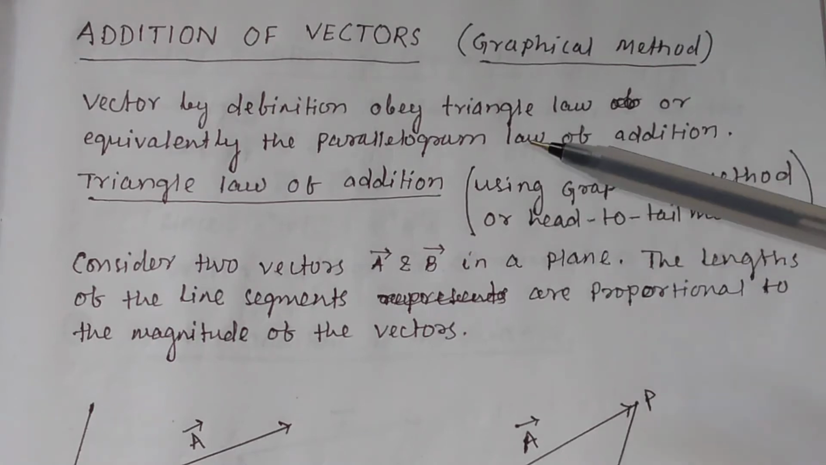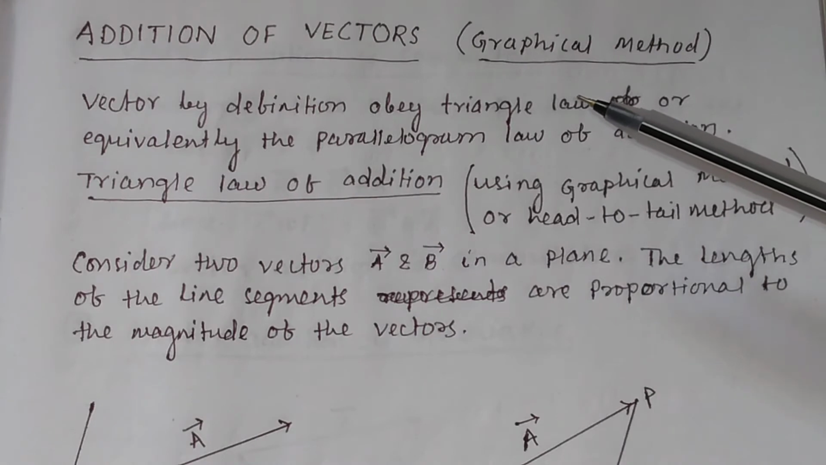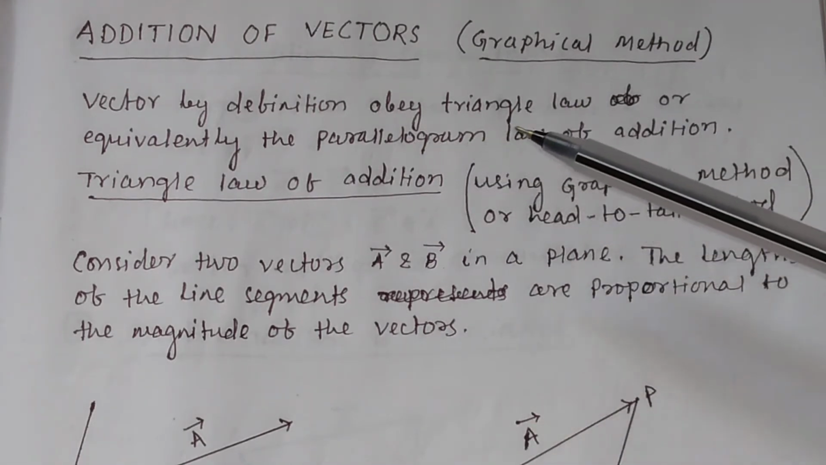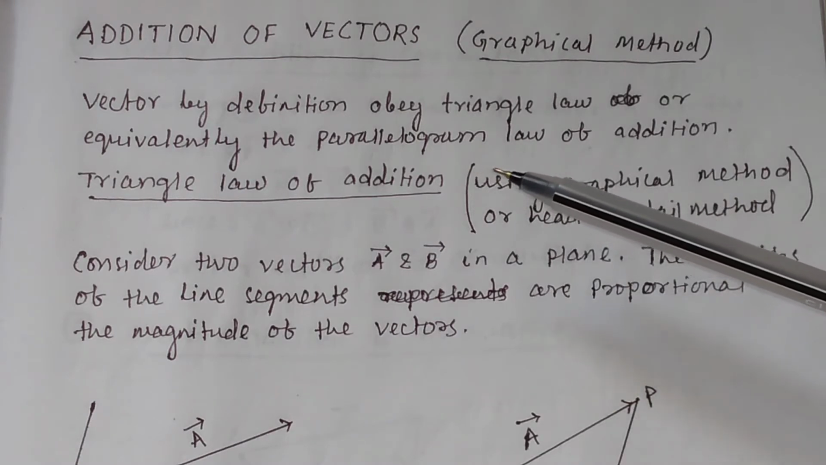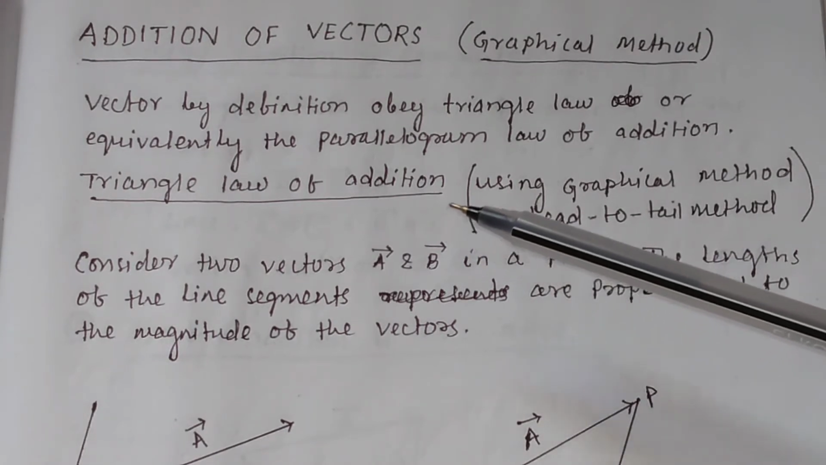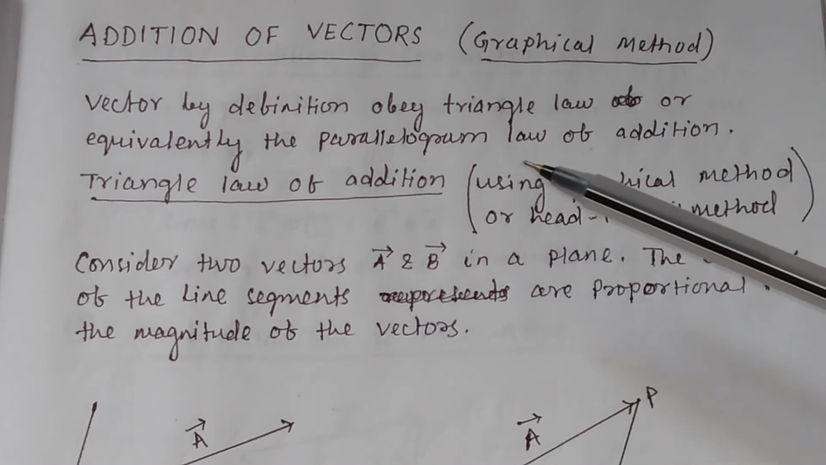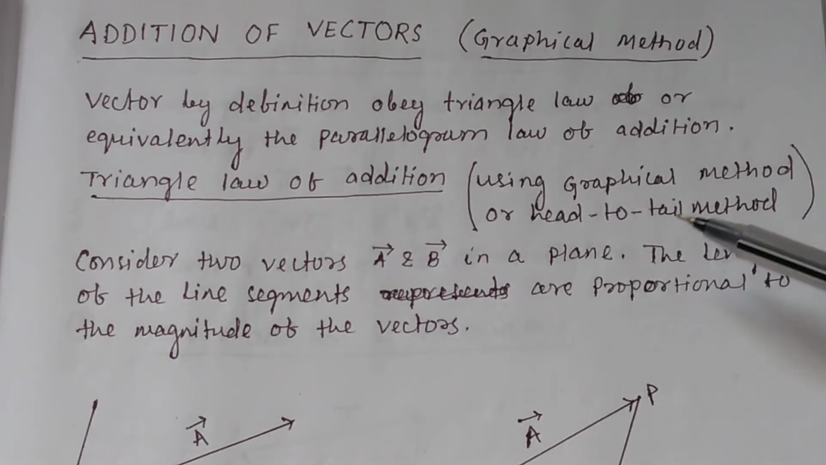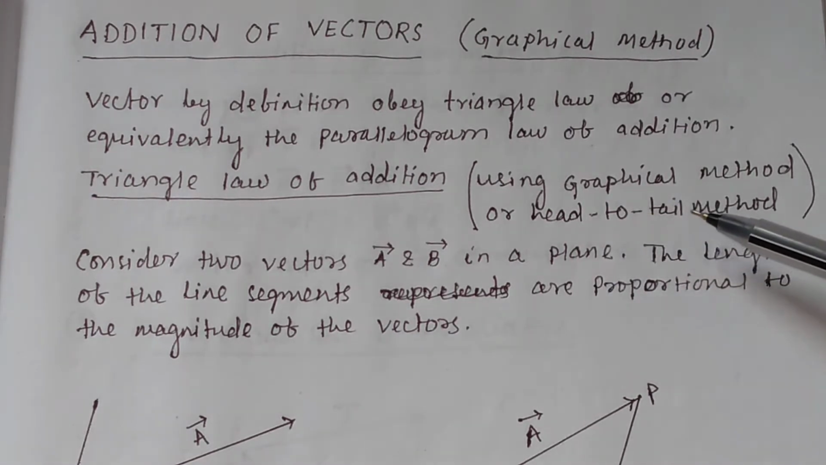In this video, we will discuss addition of vectors using the graphical method. Vectors by definition obey the triangle law, or equivalently the parallelogram law of addition. First we will discuss the triangle law of addition, then we will discuss the parallelogram law of addition. Triangle law of addition using the graphical method is also called the head to tail method.